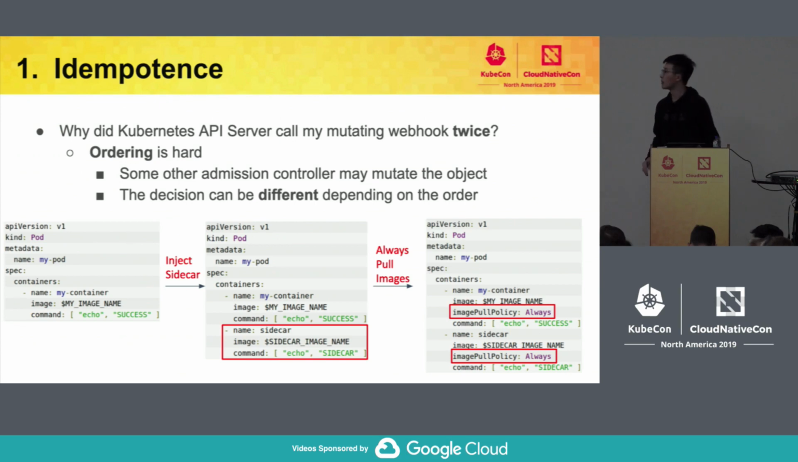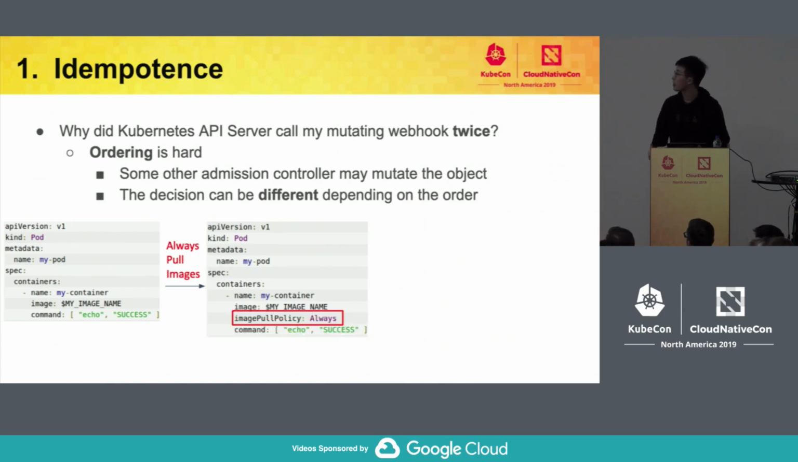The second webhook is called always pull image. It enforces a security policy in a multi-tenancy scenario by setting the image pull policy to be always for all the containers in a pod. Now we have two containers in the pod, both with their image pull policy set to always, which is great.